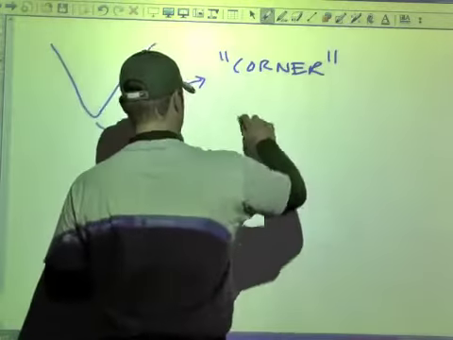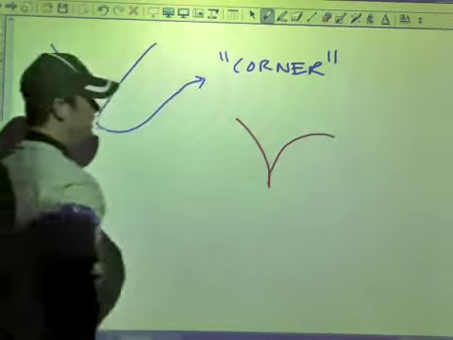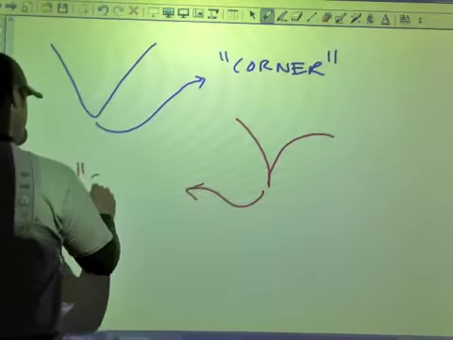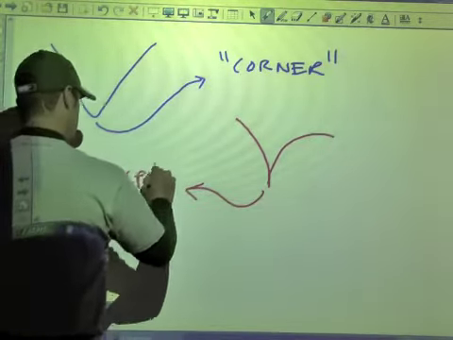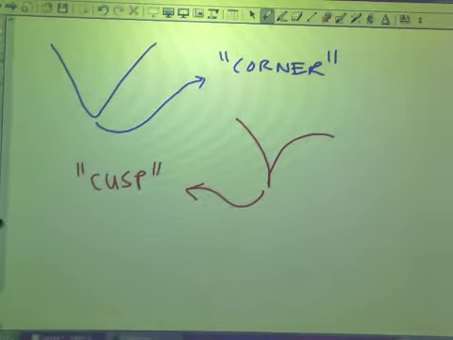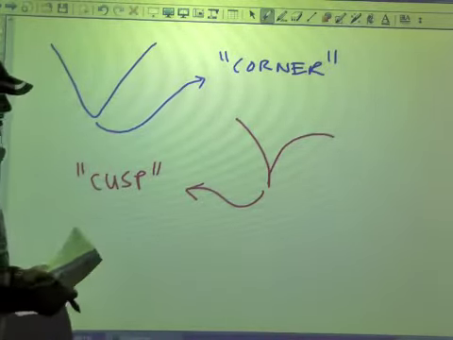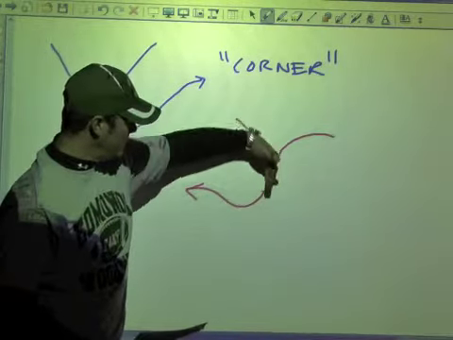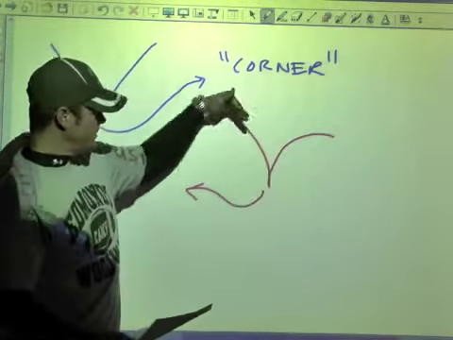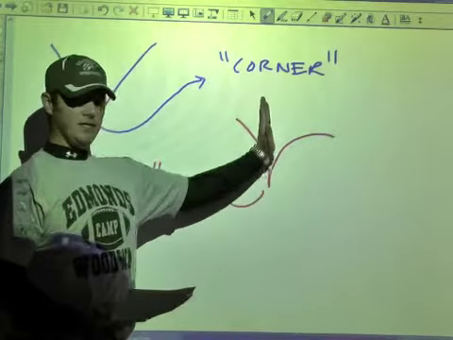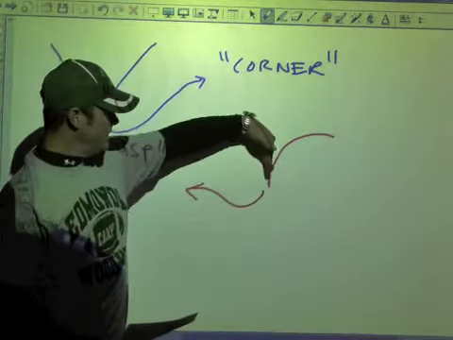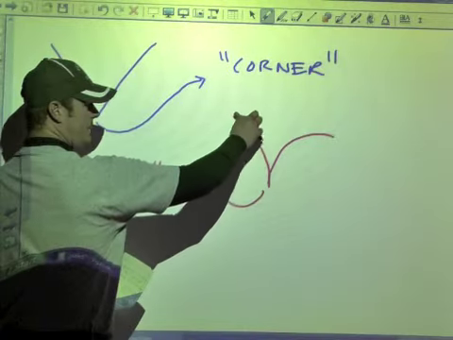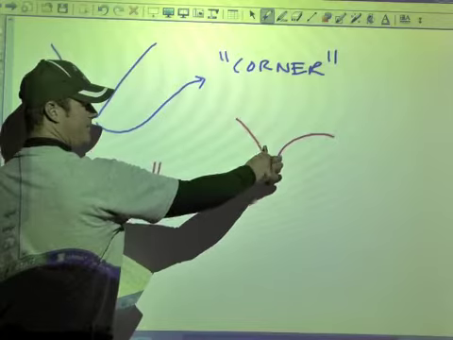Another shape of a graph is this. This is called a cusp. Now a cusp is a particular situation where the left-sided derivative is infinity. As we come from the left, notice that we get a vertical tangent line, basically straight up and down. Notice that these are all negative slopes, so technically the slope is approaching negative infinity.